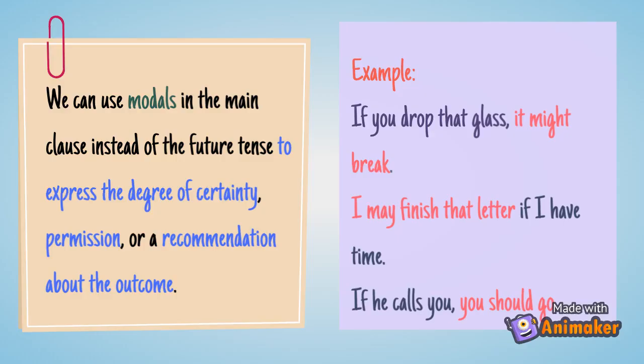In type 1 conditional sentences, you can also use modals in the main clause instead of the future tense to express the degree of certainty, permission, or recommendation about the outcome. Examples: if you drop that glass, it might break. I may finish that letter if I have time. If he calls you, you should go.